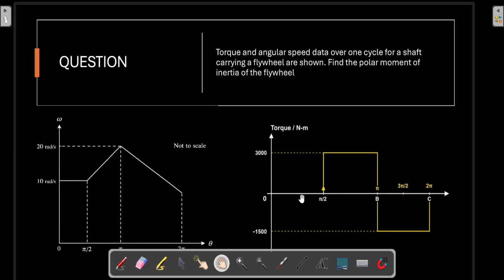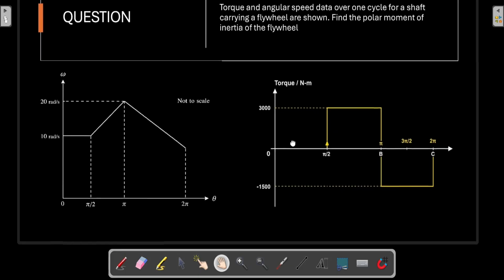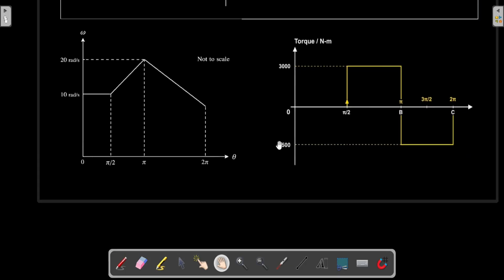Now I want us to continue with the tutorial session we started, and this will be our fifth question on turning moment diagrams and flywheels. So today the question also reads: torque and angular speed data over one cycle for a shaft carrying a flywheel are shown. Find the polar moment of inertia of the flywheel. This is a very simple problem.